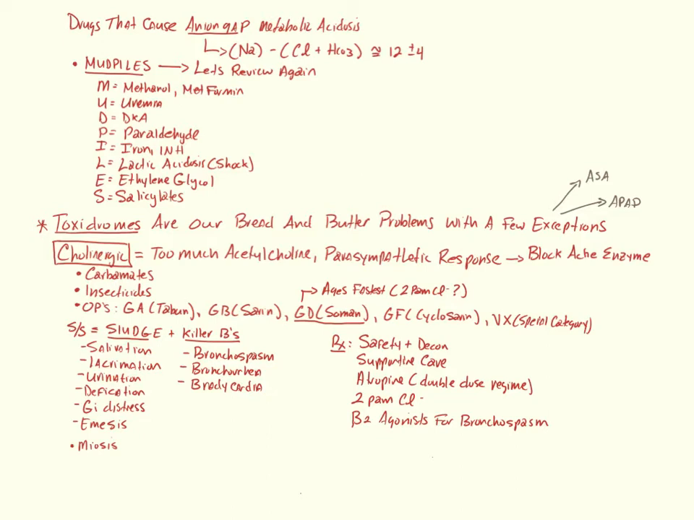Right, we can test the hyper-responsiveness of their airways with the methacholine, right? Somebody takes a bunch of that or has a problem with that, okay? And certain ocular drugs as well for certain eye conditions are also carbamates. Okay, how do we treat these people?